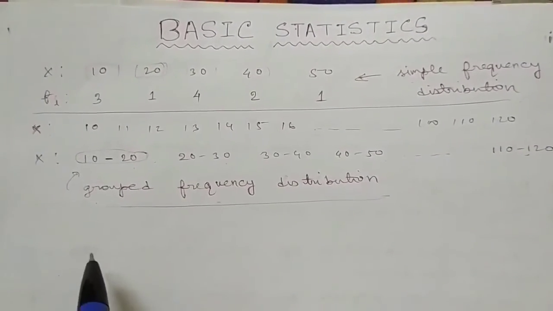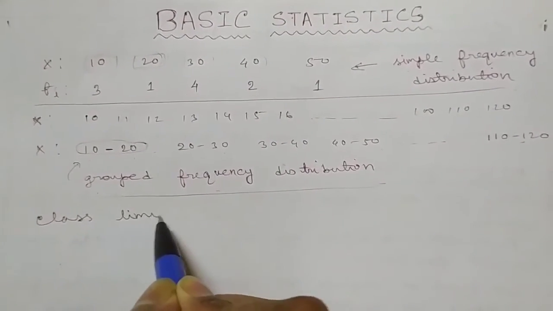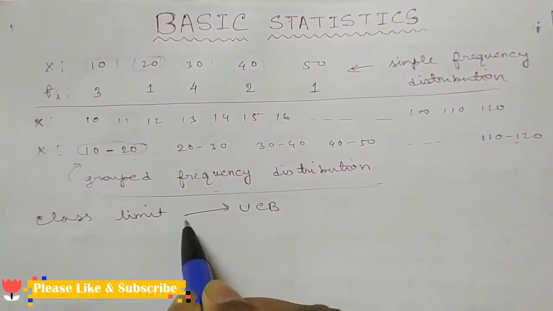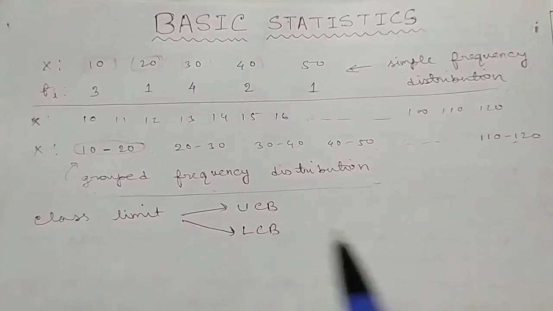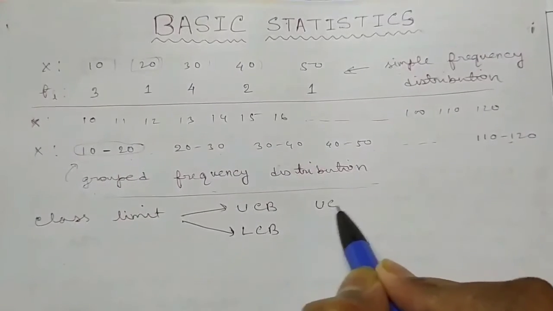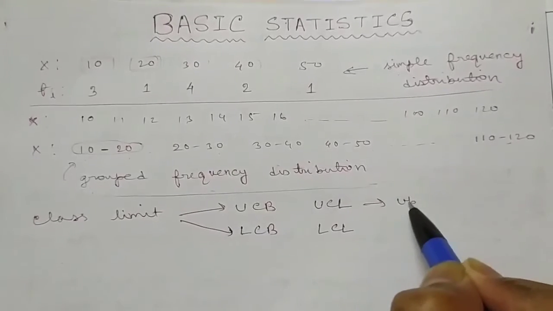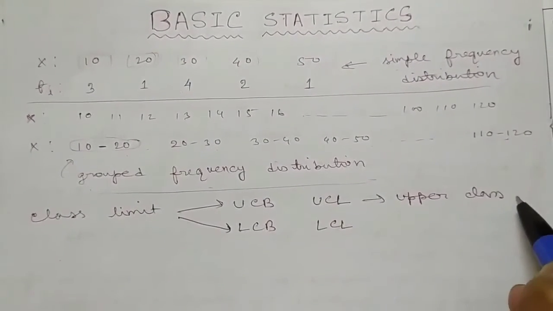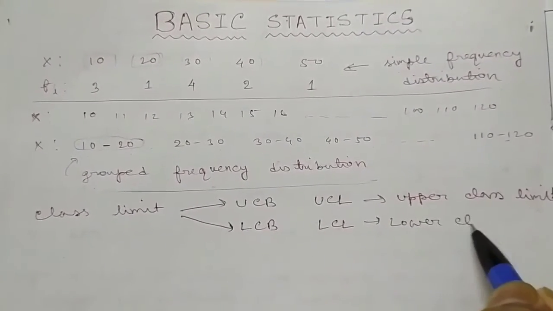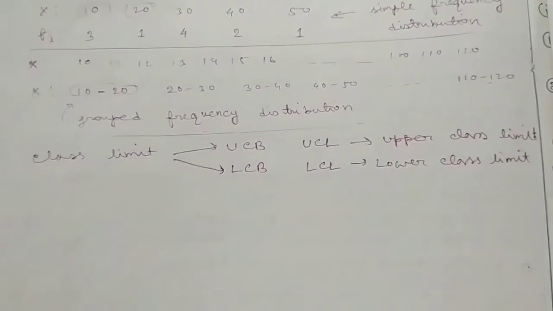What is class limit? Class limit is the next important term in grouped frequency. Class limit is of two types. Before UCB and LCB, let's look at what UCL and LCL are. UCL is the upper class limit, and LCL is the lower class limit.